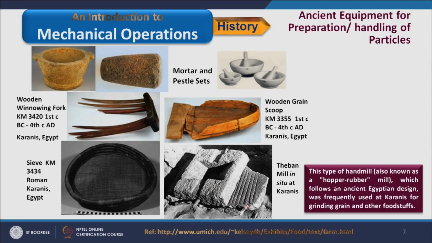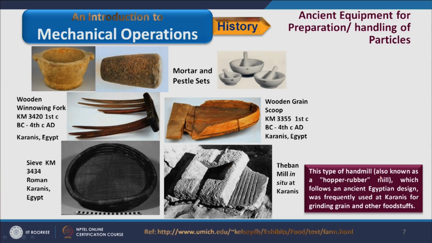this particular stone is fixed and this particular stone is movable. As we use in the watermill, there was one stone at a stationary position and another in a rotating state. Here it is a stationary stone, and this particular stone is used for rubbing, not for rotation, but it slides over the stationary stone. So, this we call the Theban mill.